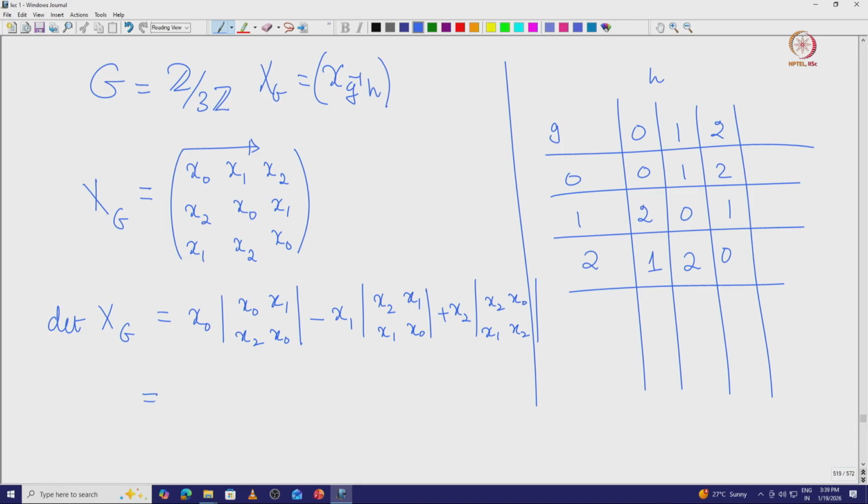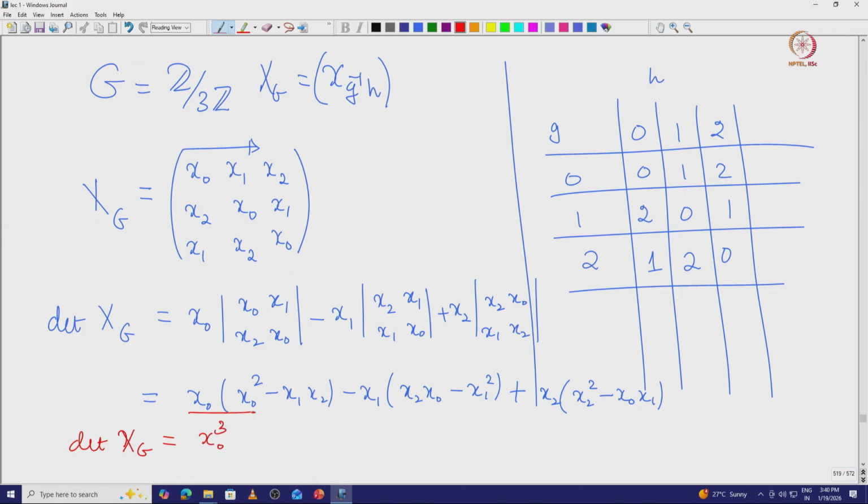So then what are we going to get? We are going to get x naught square minus x1 x2, minus x1 times (x2 x naught minus x1 square), plus x2 times (x2 square minus x naught x1). So if you simplify, you can see that the determinant of xg is going to be x naught cube, that is going to come from this, and then plus x1 cube, and then plus x2 cube.